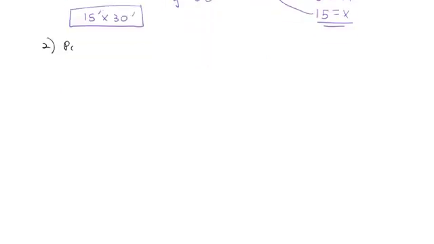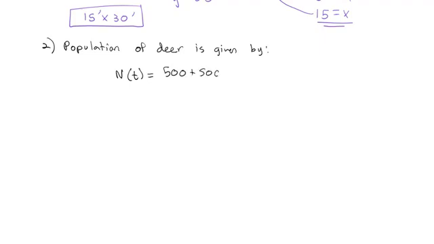Let's try a problem in a slightly different context. Let's say the population of deer in a certain area is given by the number of deer at a certain point of time is equal to 500 plus 500t over 1 plus 0.04t squared. What I want to know is when is the population maximized?